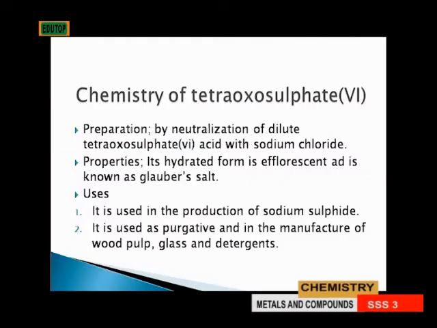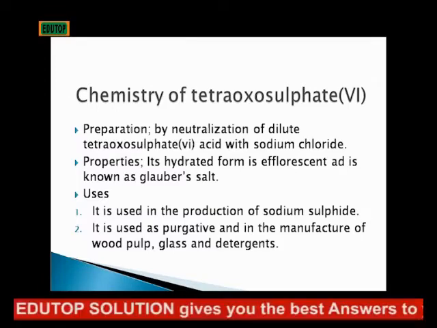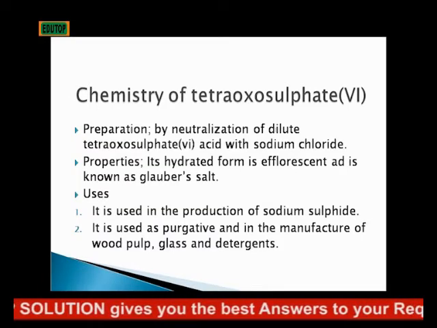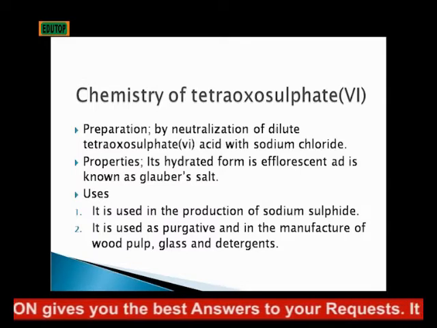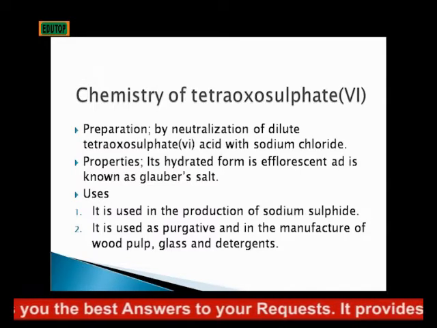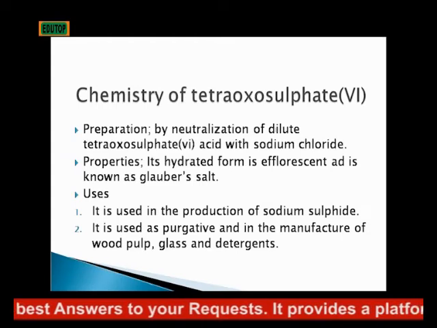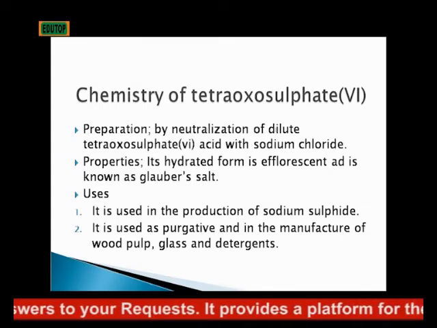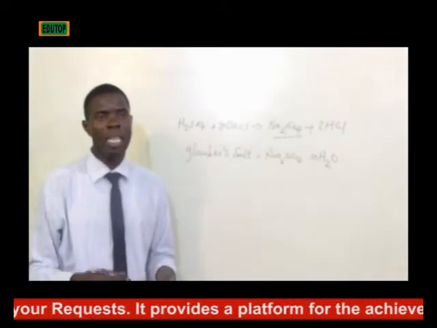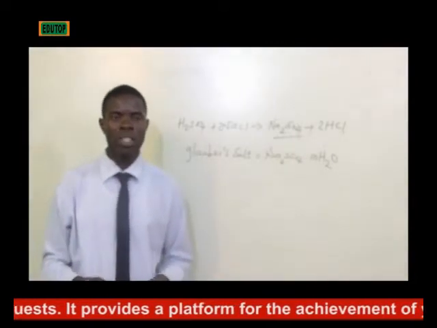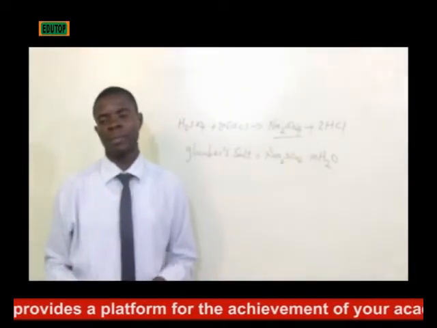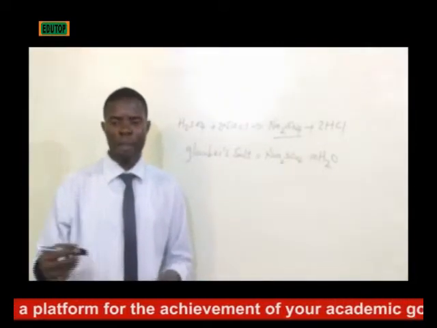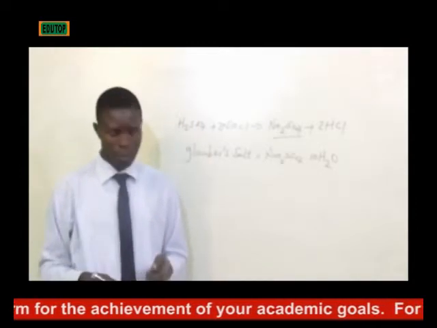Uses of sodium tetraoxosulfate 6. 1. It is used in the production of sodium sulfide. 2. It is used as purgative and in the manufacture of wood pulp, glass, and detergents. When you say purgative, what are we talking about? We are talking about the evacuation of the bowel. So it is used to evacuate the bowel.